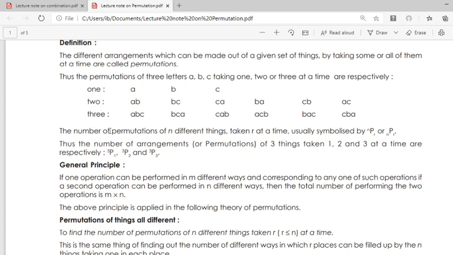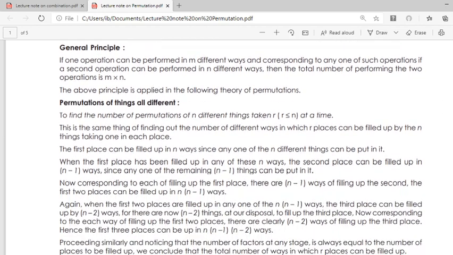So when we talk about permutation, what's the formula? It just means nPr, that is, the number of permutations of n different things taking r at a time. Normally, the general principle that guides us is: if one operation can be performed in m different ways, and corresponding to any one of such operations, the second operation can be performed in n different ways, the total number of ways of performing the two operations will be m times n.